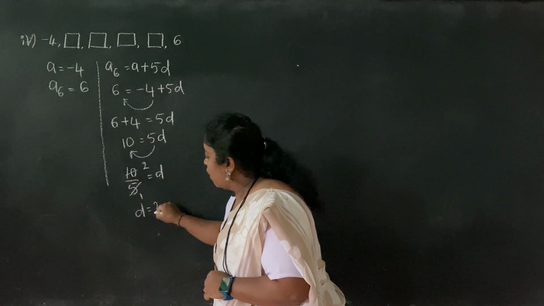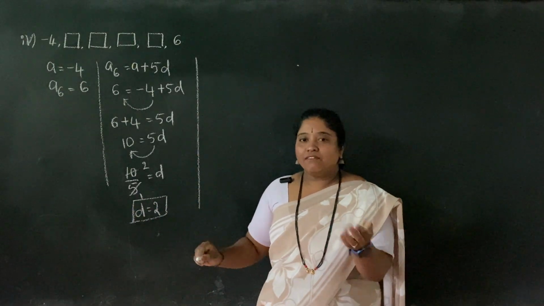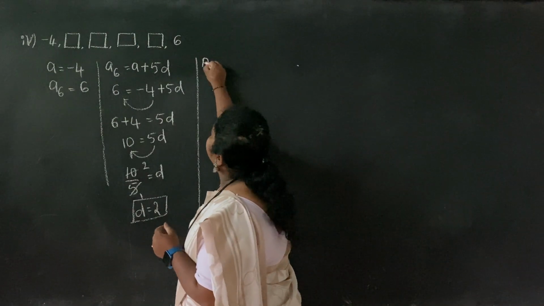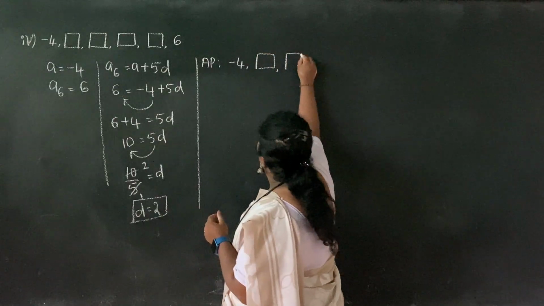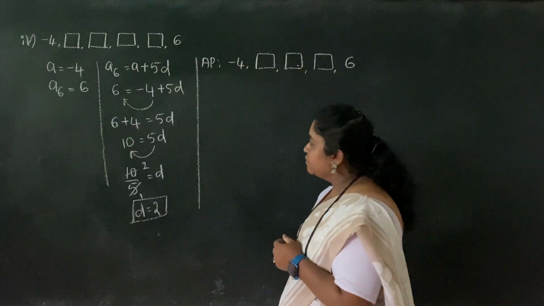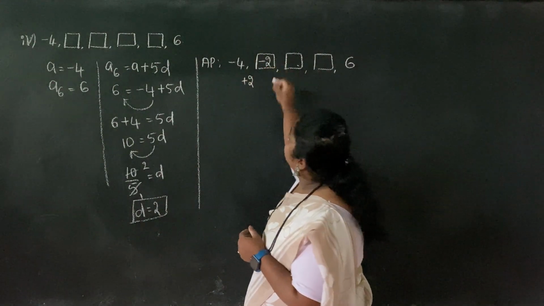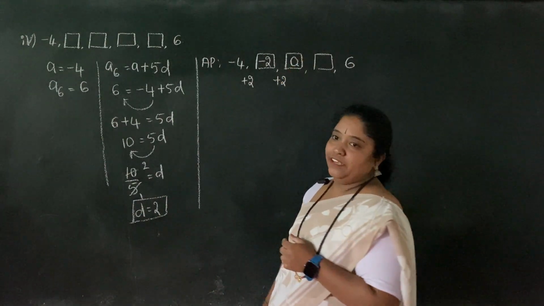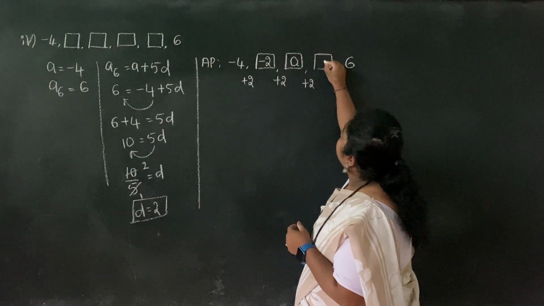So D is equal to how much I'll be having, dears? 2. Okay. D is equal to 2. Once I have the D value, it becomes very easy for me to write the arithmetic progression. So what I'll be having here, the question is minus 4 comma box comma box comma box comma 6. Okay, D is 2. Now dear, you just see, minus 4 plus 2 will become how much? Minus 2. Minus 2 plus 2 will become how much? 0. 0 plus 2 will become how much, dear? 0 plus 2 is 2.